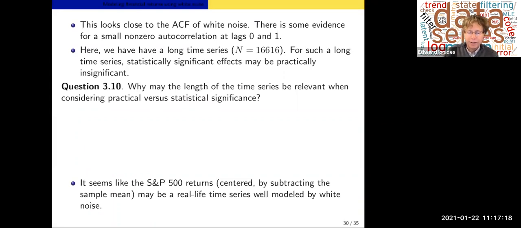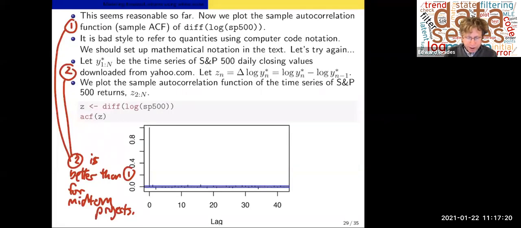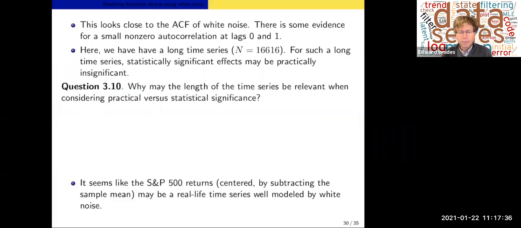Let's look again and see if we can see that. Yeah, if you look super closely, you can see what's going on there at lag 0 and 1. But here we have a very long time series. When you do have a long time series, statistically significant effects may be practically insignificant.